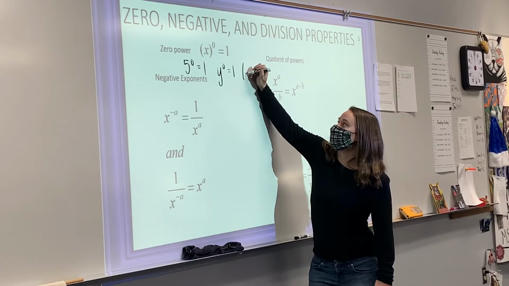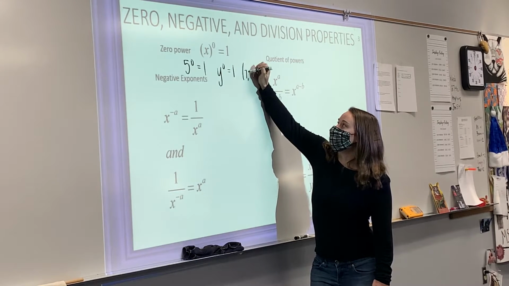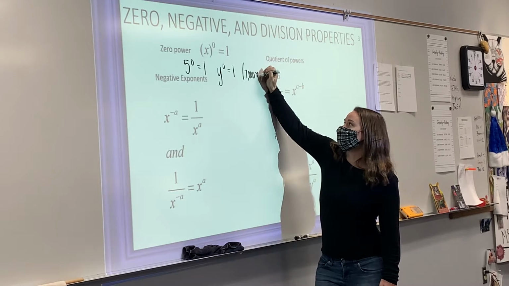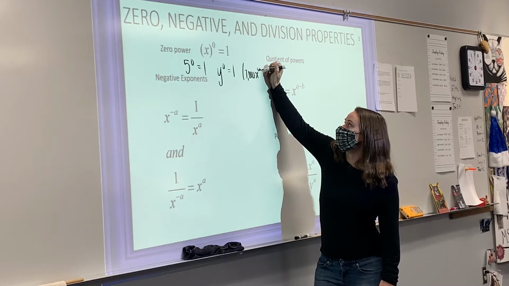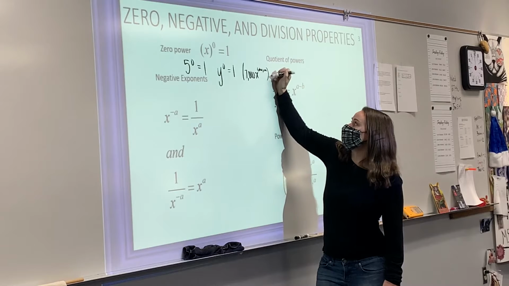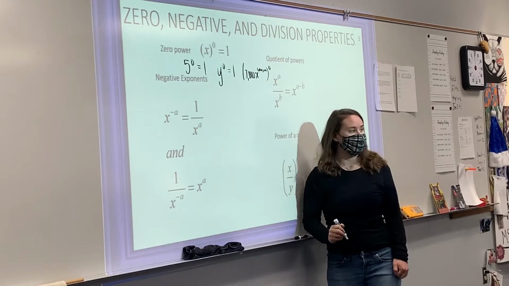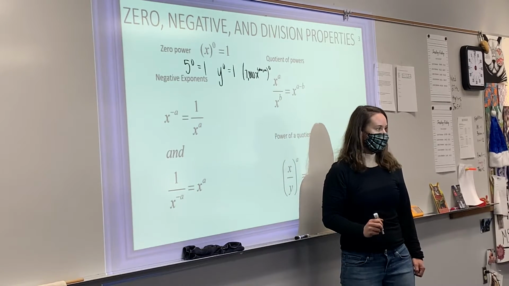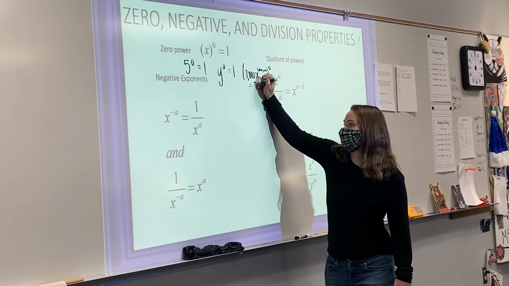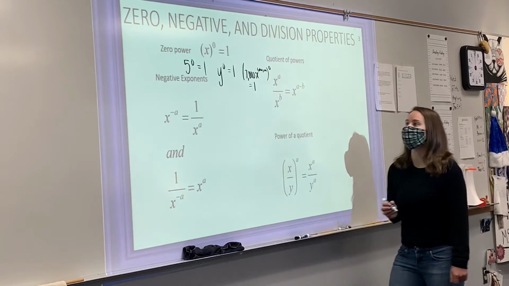If I had something like 7,000 x to the 1 million, all to the 0th power, what is that? 1. 1. Okay, so that's equal to 1. So that's what that means.